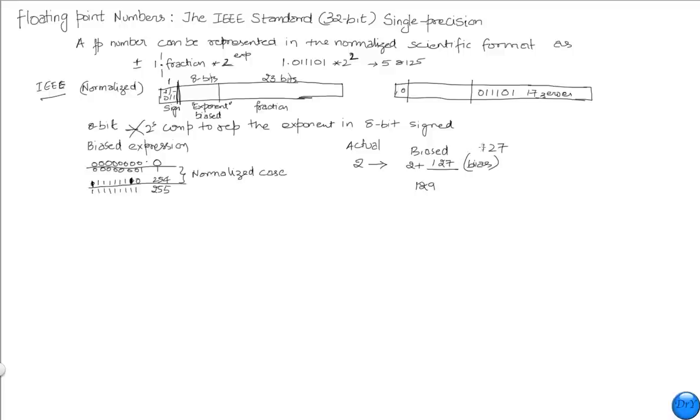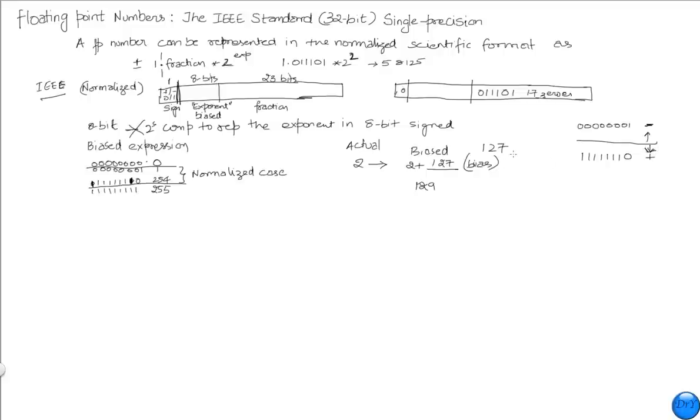Now the idea behind this is that we can now represent both positive and negative exponents. In other words, all zeros with a 1 at the end represents the smallest negative exponent, and all ones followed by a 0 will be the largest positive exponent that we express. So the idea of this bias is that half of these will represent negative numbers and half will represent positive numbers. That's the basic idea behind it.